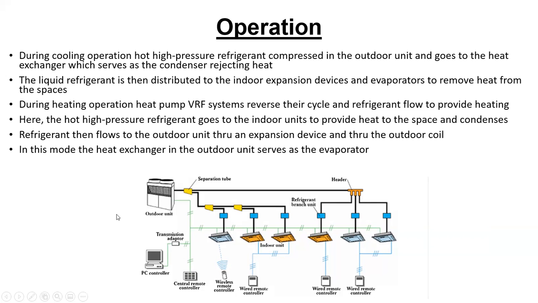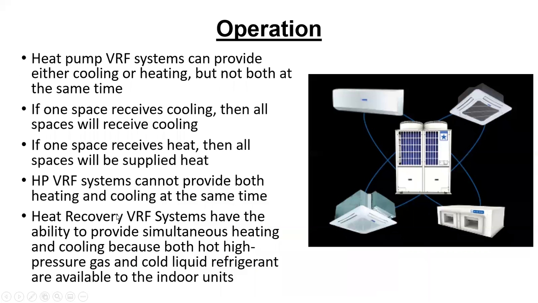Refrigerant then flows to the outdoor unit through an expansion device and through the outdoor coil. In this mode, the heat exchanger in the outdoor unit serves as the evaporator. Okay. So it's kind of typical. It's just you have multiple indoor units, from what we had talked about before on heat pump operation. Heat pump VRF systems can provide either cooling or heating, but not both at the same time.